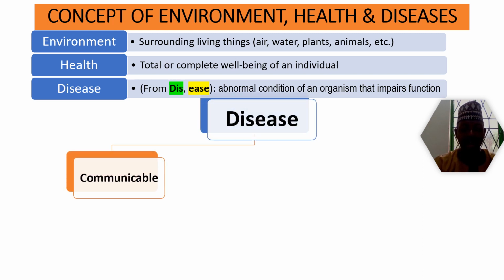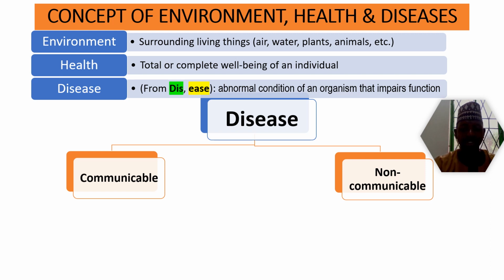Now, diseases are broadly divided into two major categories. We have the communicable diseases. Communicable diseases are otherwise referred to as transmittable diseases. These are generally diseases that can be transmitted from one individual to another, either from humans to humans or from animals to humans or vice versa.